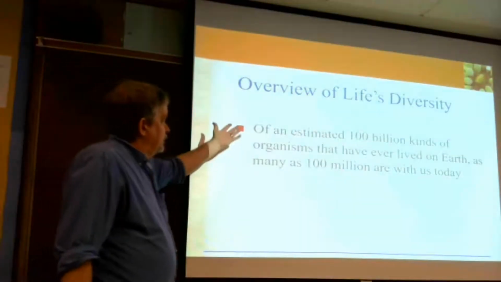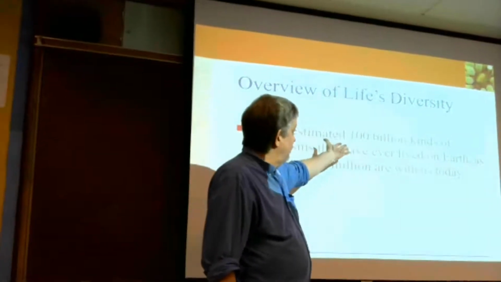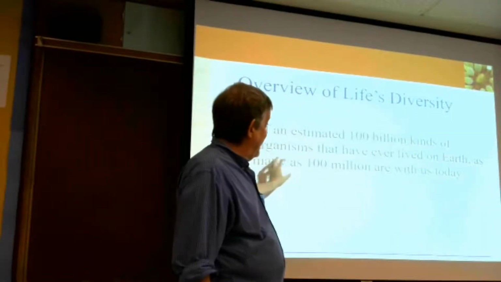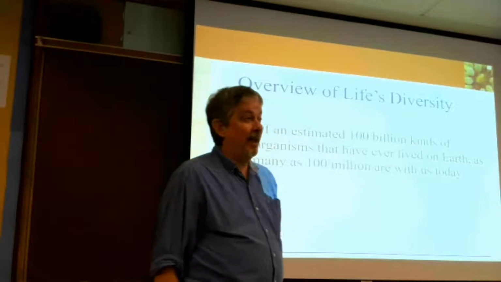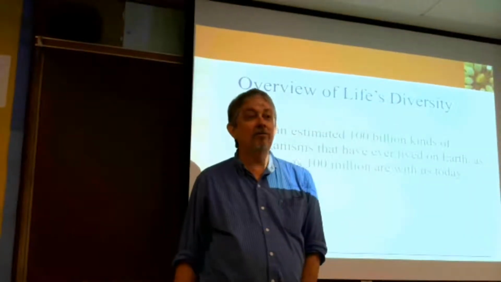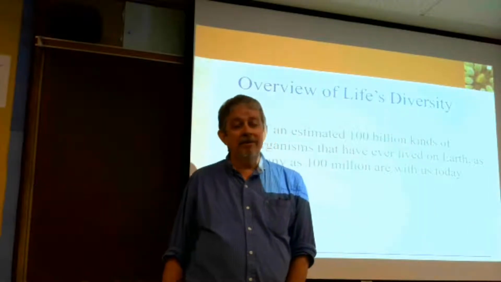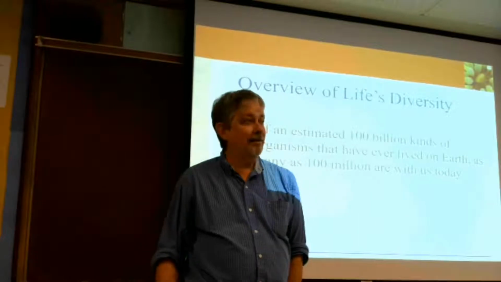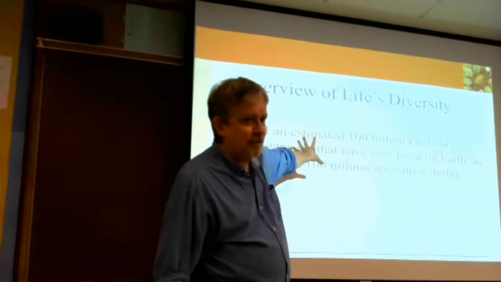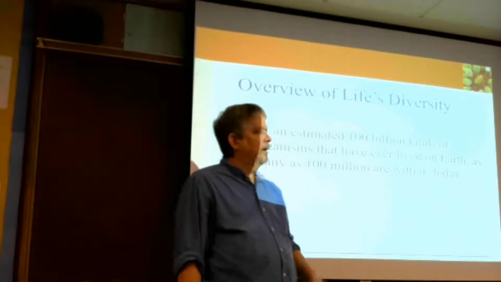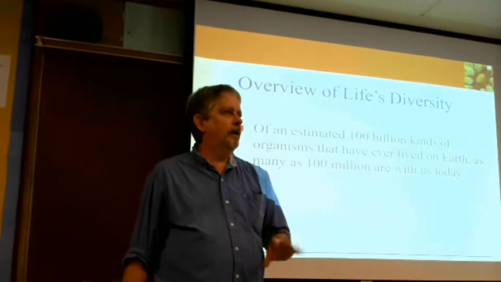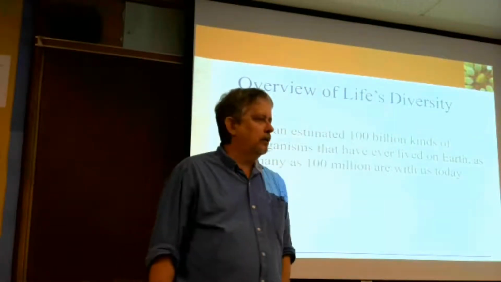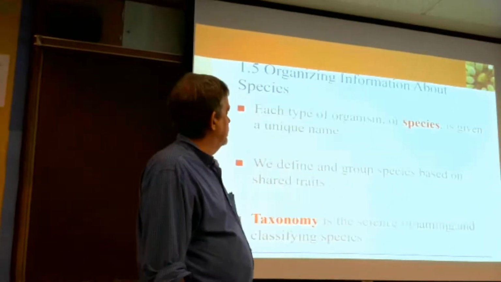All right, so an overview of life diversity. It's been estimated that over 100 billion different kinds of organisms have ever lived on Earth, and as many as 100 million are still with us today, which is an amazing thing to think about. There's so much diversity. We are discovering stuff all the time, especially in the bacteria. Of course, we're not including viruses in this, and the virus is the topic right now. Believe it or not, viruses are not alive. They don't have any of those three characteristics that we talked about that all living things share. We'll talk about viruses a little bit later.